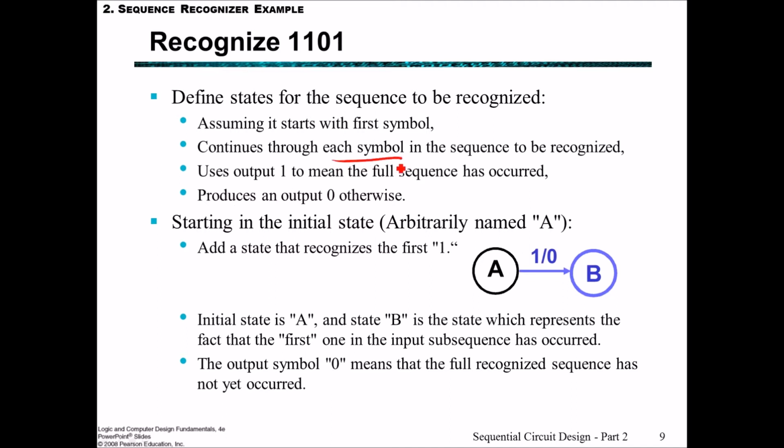As each symbol in the sequence is recognized, we continue through these state transitions and we will output a 1 to mean that the full sequence has occurred. Otherwise, we're continually producing an output of 0. So from this initial state A, if we get a 1 input, then we have a 0 output, but we move to state B. State B is another arbitrarily named state. State B represents the fact that the first 1 in the input subsequence has just occurred. The output of 0 means that the full recognized sequence has not yet occurred.